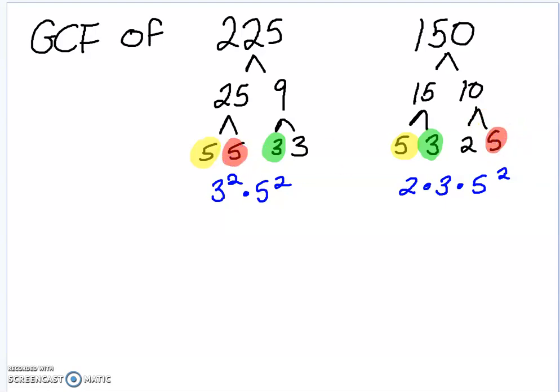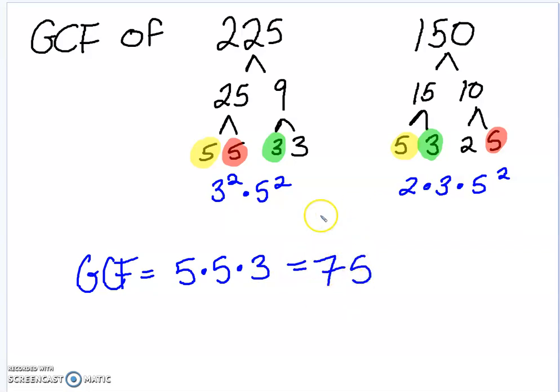So our greatest common factor is going to be the numbers that are common. So greatest common factor is the numbers that are common multiplied together. So we'd end up with one 5 common, another 5 common, and a 3 common. So we get 25 times 3, which is 75. So this is saying that 225 and 150 are both divisible by 75.